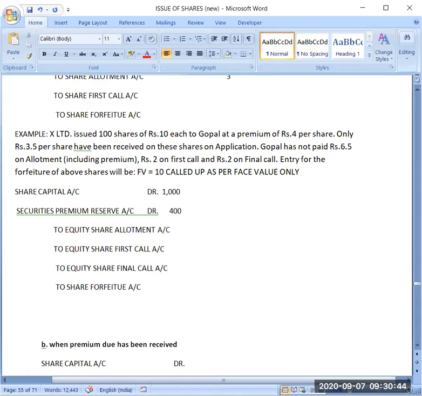No. Allotment money per share I am asking. Yes, very good. Why are you excluding the premium here? Allotment money is 6.5 per share. It is clearly mentioned. You are not supposed to exclude the premium. So it will be 6.5 multiplied by 100. It will be 650.